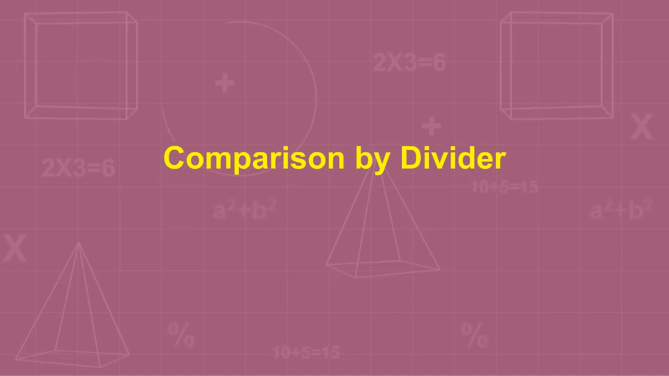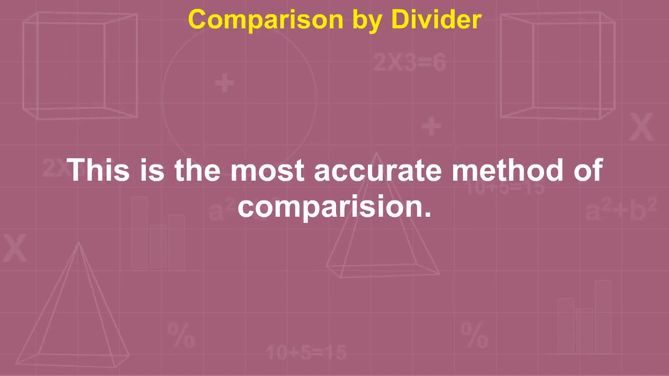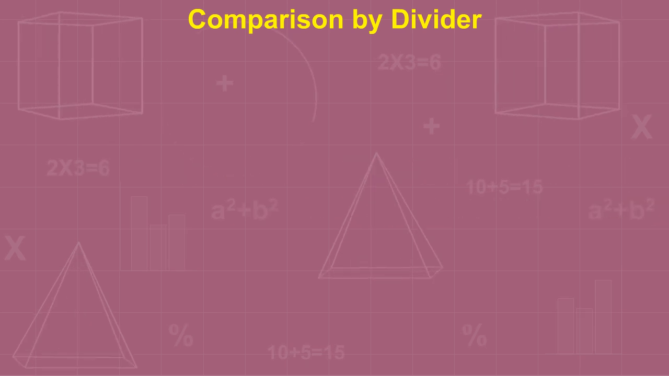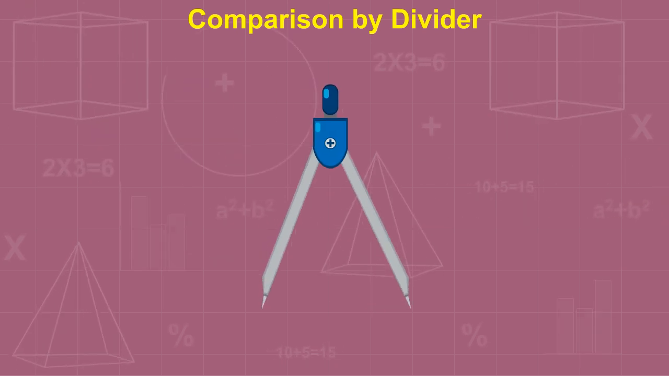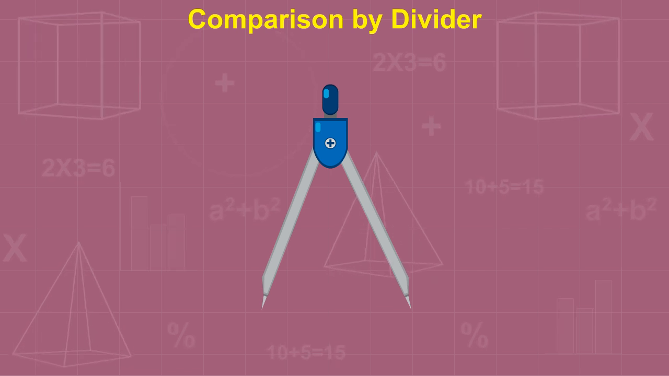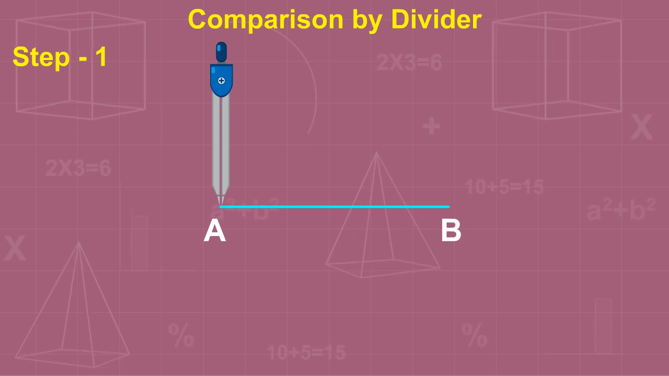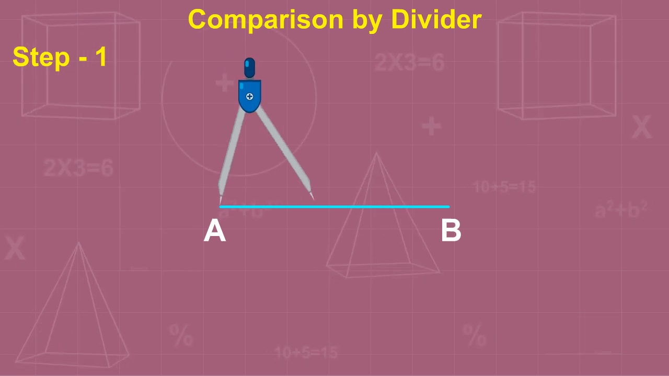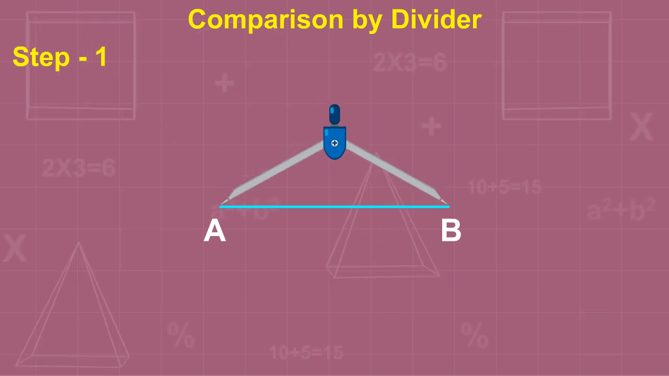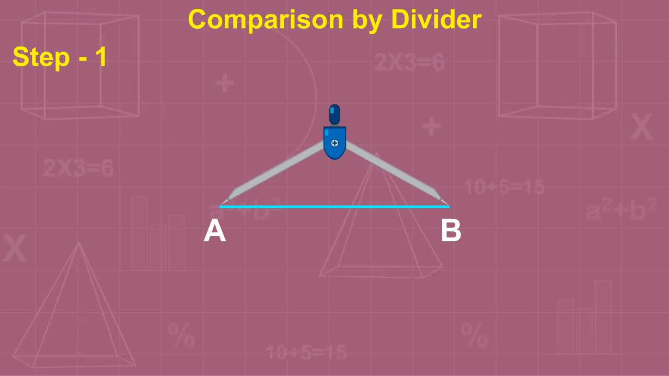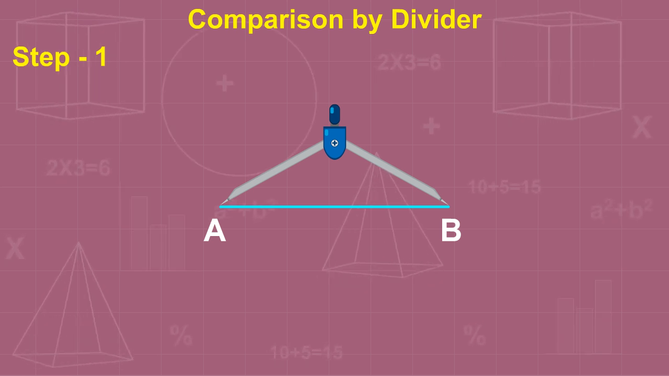Comparison by divider. This is the most accurate method of comparison. We use a divider to compare the length. It involves these simple steps. Step 1. Put one end of the divider at point A and open the other end such that it coincides with point B. Keep it open in this position.